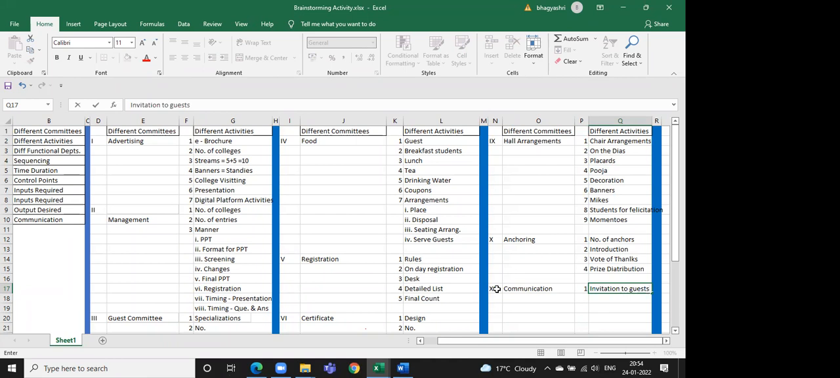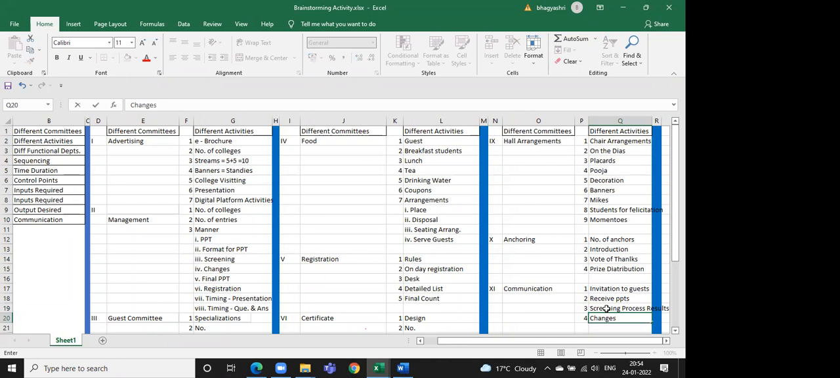Then in order to receive the presentations from students of different colleges, okay. Then in the management committee itself, we had the screening committee. So after the screening is done, you have to communicate back to the students. So what are the results of the screening process? That has to be communicated to the participant, okay. Screening process results.